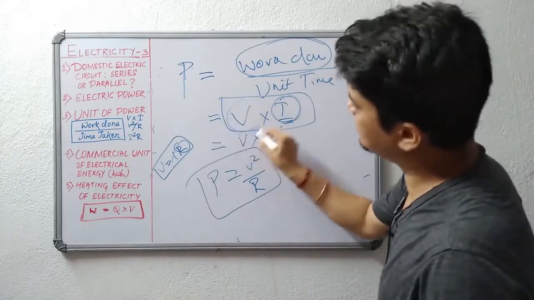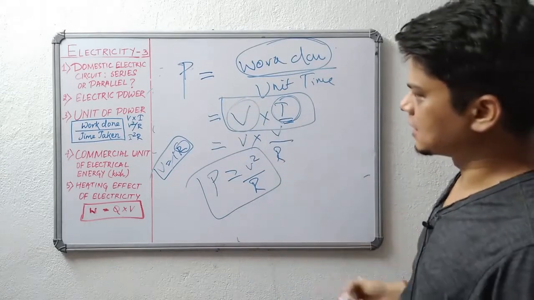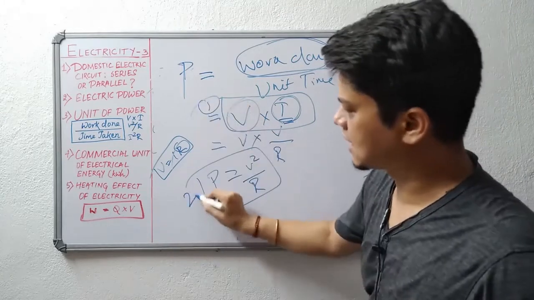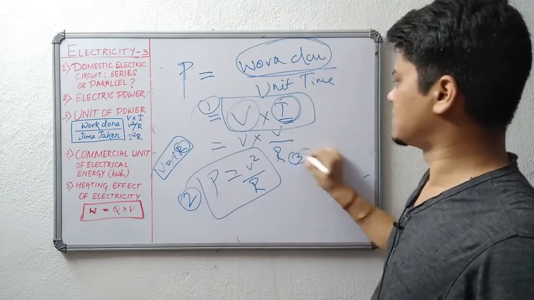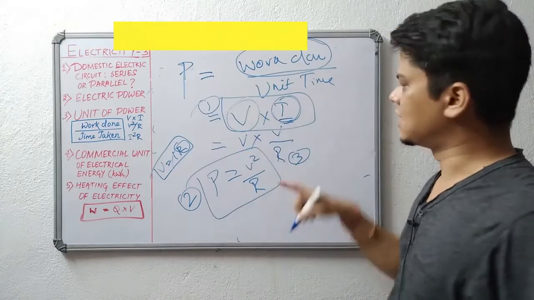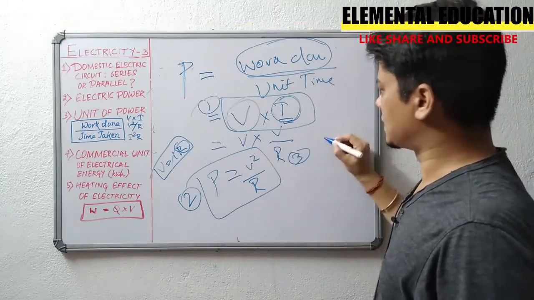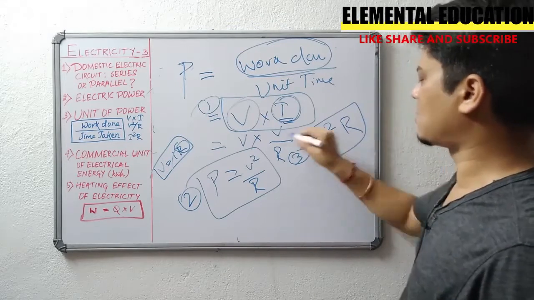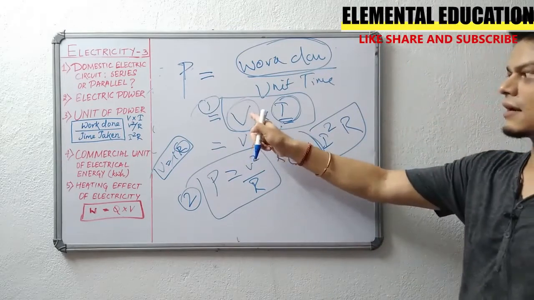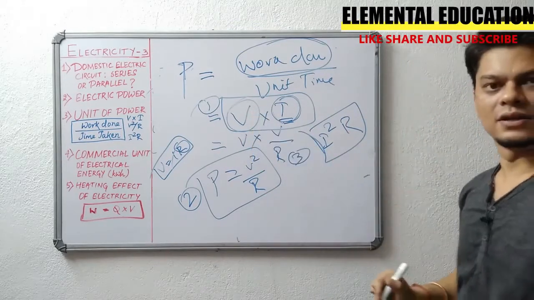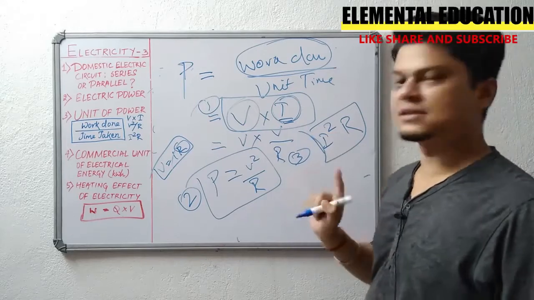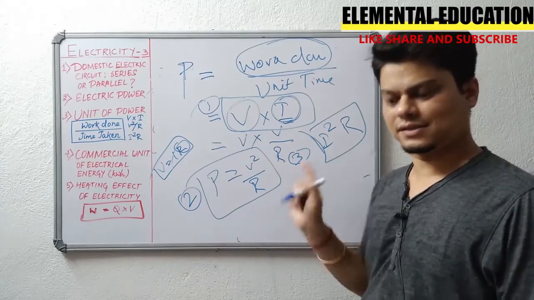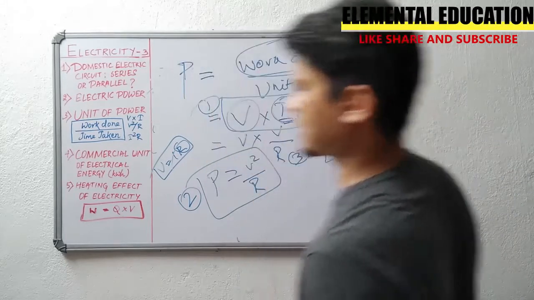Similarly, we can replace V equal to IR. So this is one notation, this is the second notation. The third notation is, if I replace V by IR, it will be I square R. So just remember these three formulas. They will be useful for all the numericals related to electric power.